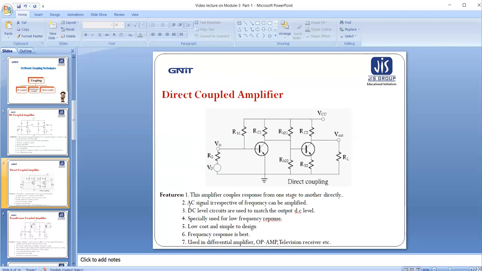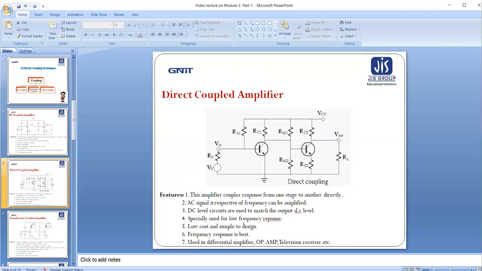AC signal irrespective of frequency can be applied due to the absence of any capacitor. So there is no chance of capacitive reactance, which is dependent on the frequency. So any kind of frequency can easily pass from one stage to the next stage. Third, DC level circuits are used to match the output DC level, because this RB1, RC1 are used to match the output DC level.